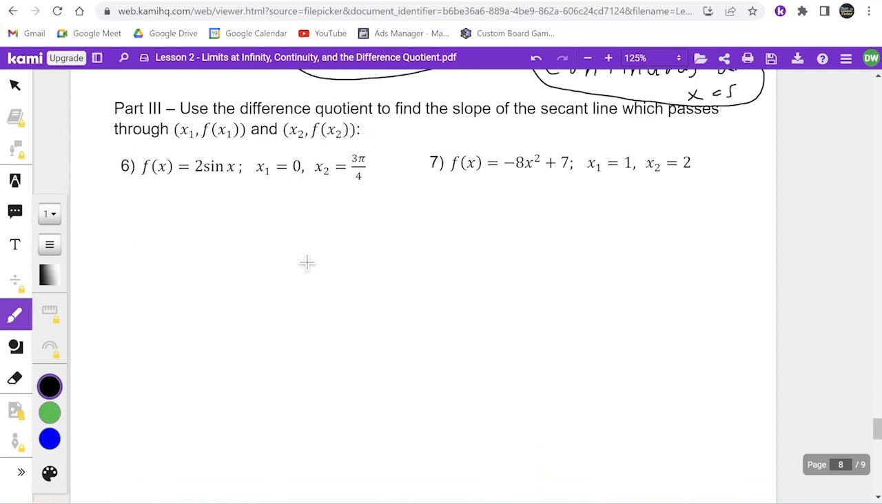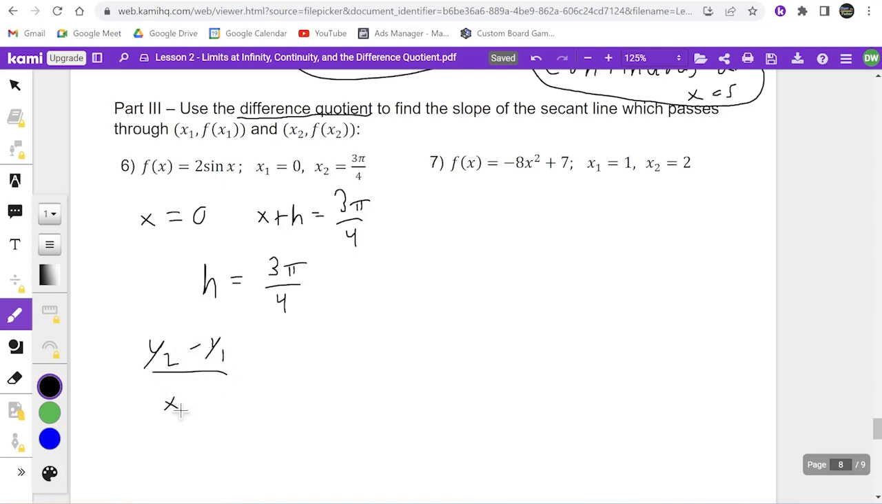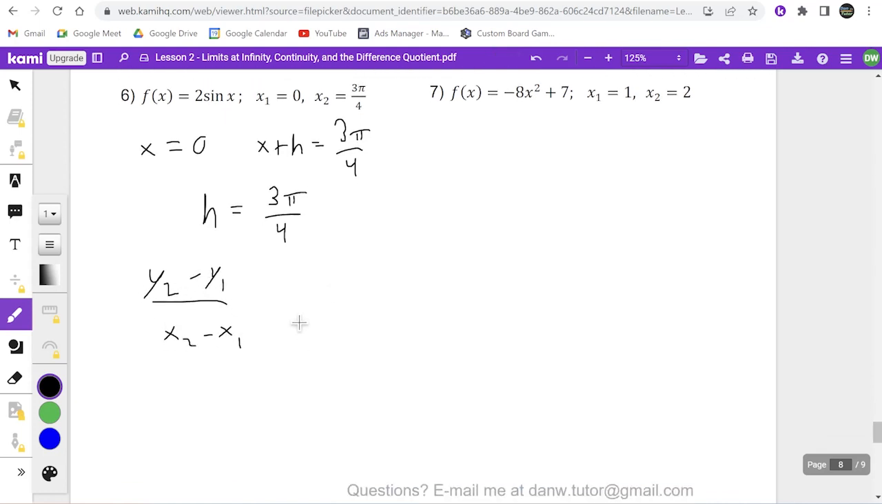The next one, we want to use the difference quotient to find where the secant line passes. So first thing we should do is find x is 0, x plus h is 3 pi over 4, which then means our h, you can think of it as 3 pi over 4 minus 0. h is also going to be 3 pi over 4. Very nice. Now remember, the difference quotient is not the limit part. This is actually the much easier part. It's like y2 minus y1 over x2 minus x1, except we're going to use the better notation. We're going to write f of x plus h minus f of x over h.